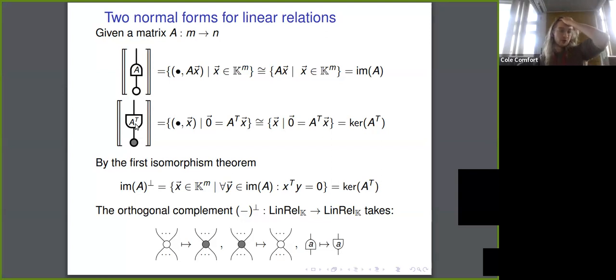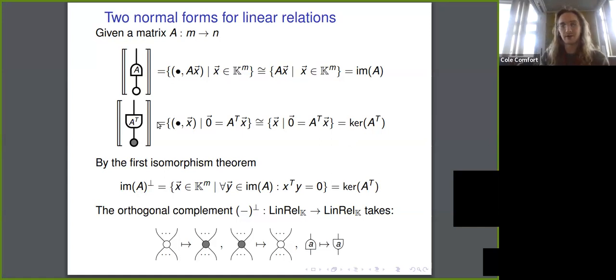And then if you do the dual thing over here, so you take the converse of A transpose, and you precompose with the zero vector, then if you do the same kind of situation, you get that this is by definition the kernel of A transpose. So by the first isomorphism theorem, the orthogonal complement of the image of A is equal to the kernel of A transpose. At least if you regard them as matrices. Otherwise, it's just isomorphism.